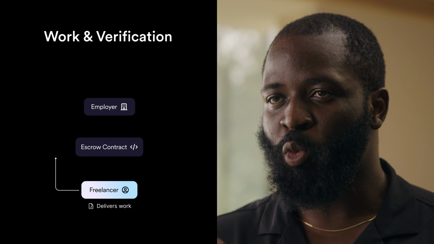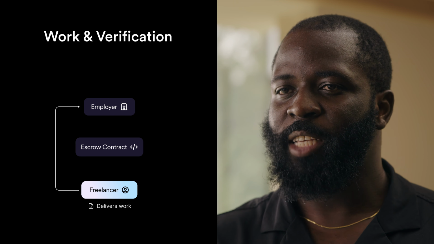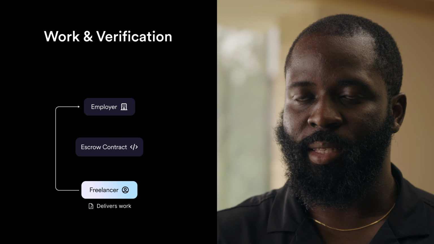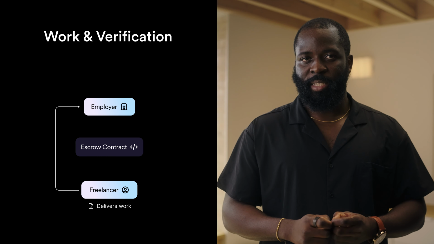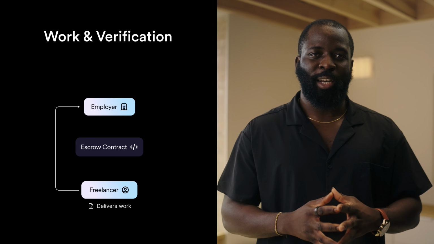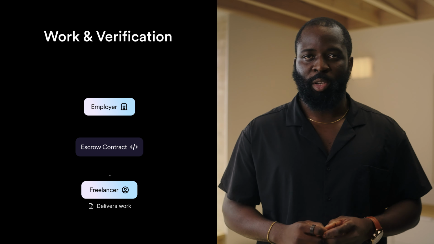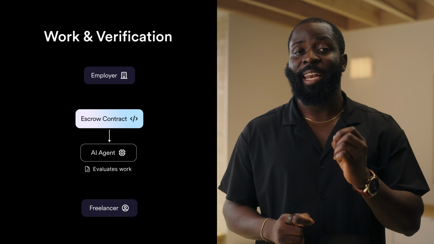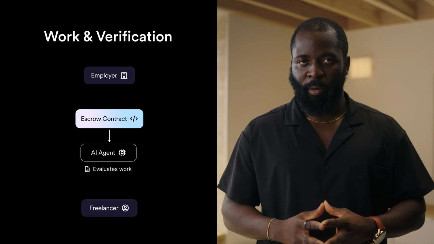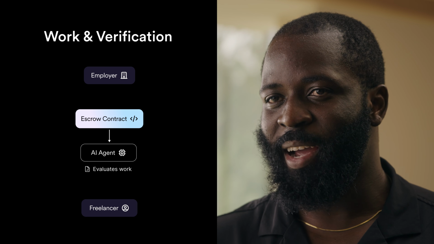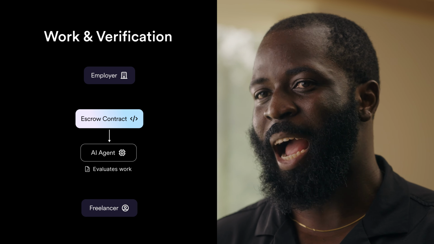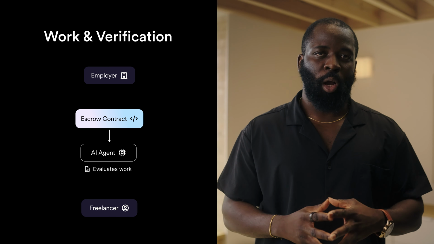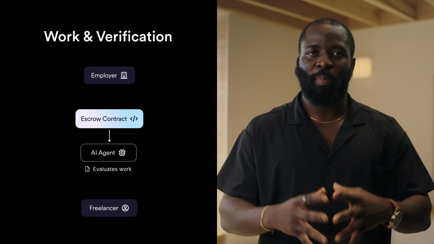The next phase is work and verification. Let's fast forward to when the freelancer completes the project and submits the work. Before payment is released, the employer wants to ensure that the work meets the standard agreed to in the contract. Now enters the escrow agent, which is an AI agent built into the platform. The agent's role is to verify that the deliverables match what was agreed upon. This involves the AI comparing the submitted work to the contract requirements set by the employer.